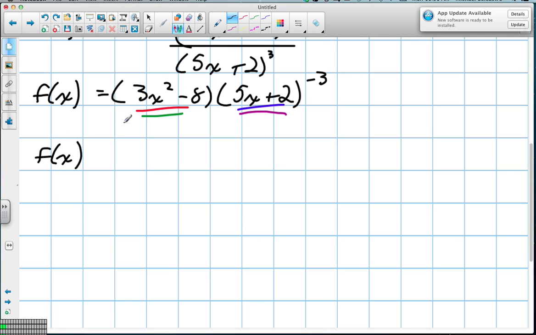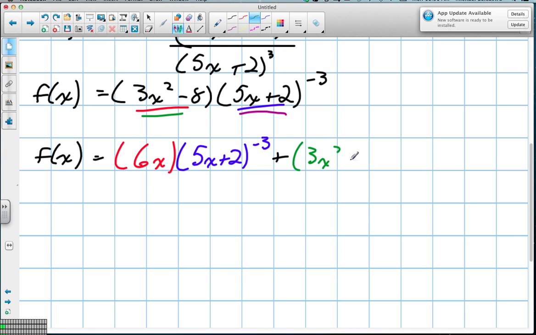So like we said, we're going to find the derivative of our first bracket in red. So the derivative of the bracket becomes 2 times 3, so we'll get 6x. The 8 becomes 0. So the derivative of the first bracket is 6x, and the original is written as 5x plus 2 to the power of negative 3. Plus, now we'll write the original of the first bracket in green, 3x squared minus 8, and then we have to derive the second bracket.